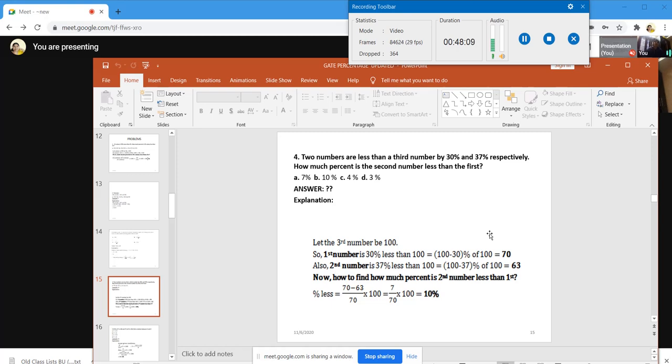Now we can find how much percent the second number is less than the first. The second number is less than the first, they are asking. So we can write 70 minus 63 by 70 into 100, and the answer is 10% less.